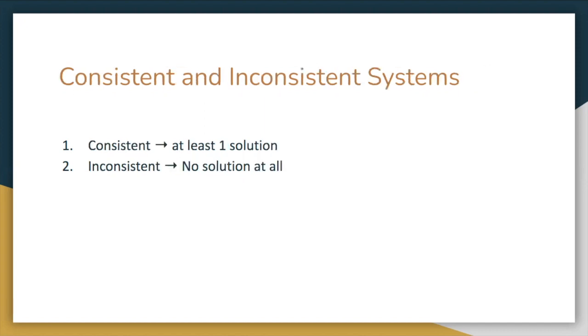I will also bring up the consistent and inconsistent systems. To those who may not know, a consistent system is one where there can be at least one solution, or there can be up to an infinite amount of solutions. Whereas for an inconsistent system, there should not be any solutions at all.